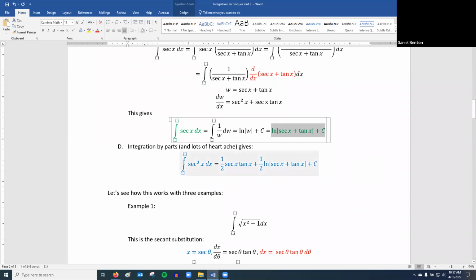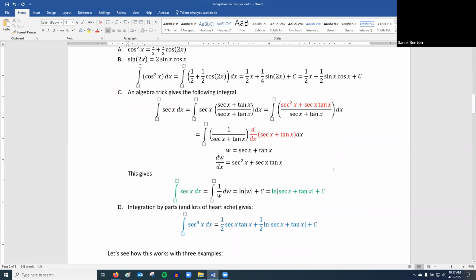The one I didn't even do because it's just really lengthy is secant cubed. It involves using integration by parts, right? And lots of heartache apparently. And you get this integral right here when you do that. If you want to, you can look it up on the internet, it's there, but I'm just going to tell you that's the integral. Okay?